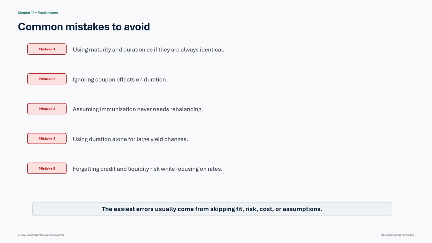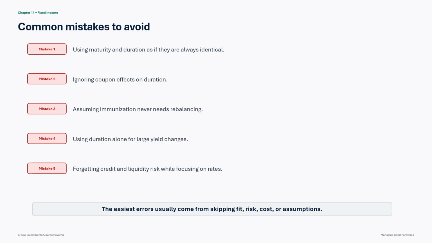Mistake 2 is ignoring coupon effects. Higher coupons generally reduce duration because they return more value sooner. 2 bonds can share the same maturity and yield, but have different interest rate sensitivity because their coupon rates differ.